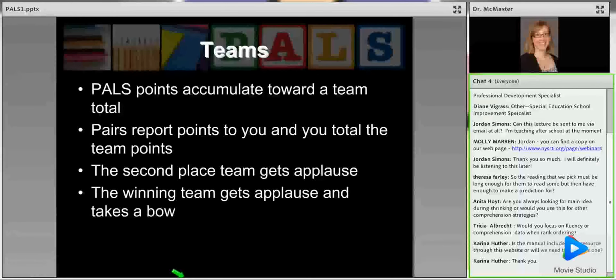The second place team could just get applause. The winning team might get to take a bow. They don't really get anything for the points, but it's just something to motivate them. Kids generally love the points. Sometimes I use the points in my college level classes, and people love them there. They don't really mean much, but they are a way to motivate kids.